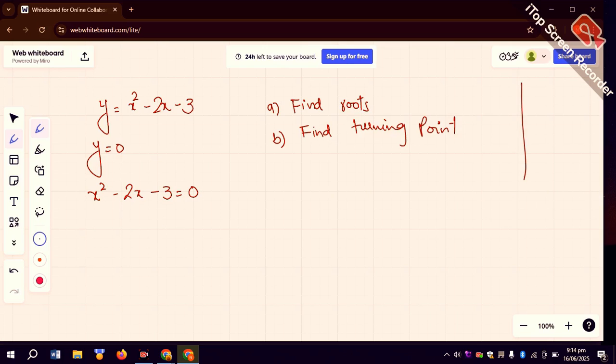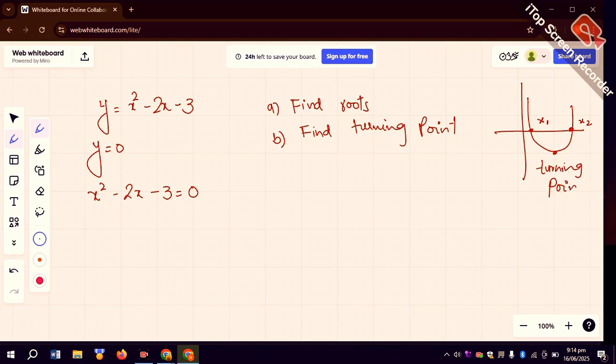You know that whenever this is your graph, this is your parabola. So what are the roots? Roots are the x values where the parabola is touching the x-axis. It's touching the x-axis at two places. So these x1 and x2 are your roots. And what is the turning point? The turning point is the point from where the parabola turns.